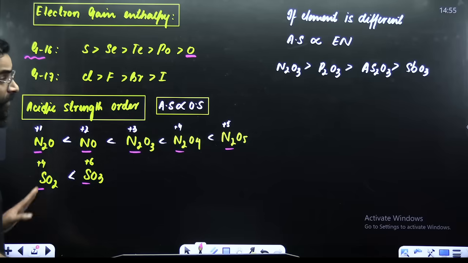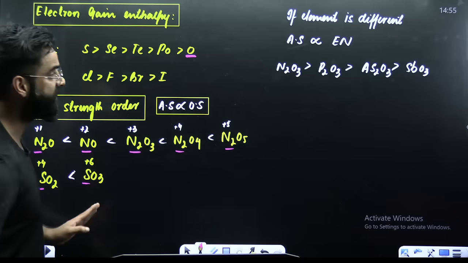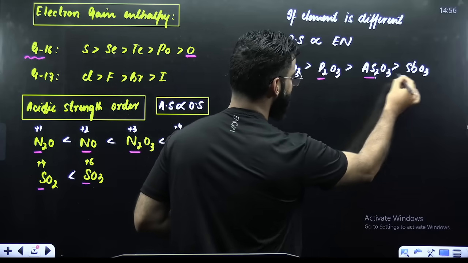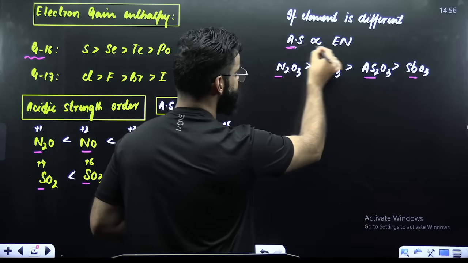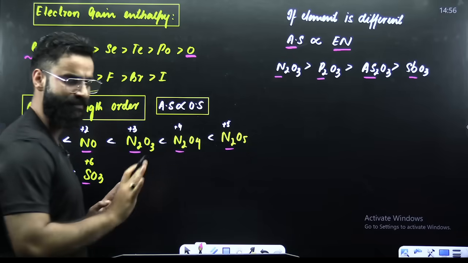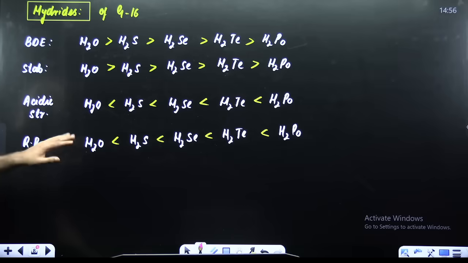But this is valid only when the central atom is the same. When the central atoms are different, then acidic strength is directly proportional to electronegativity. More the electronegativity, more the acidic strength. As simple as that. Moving on to the next one.